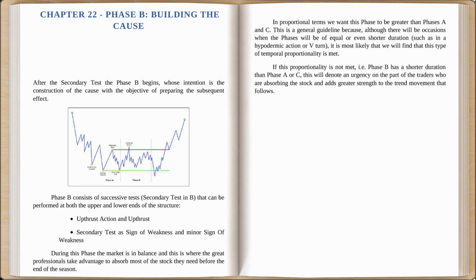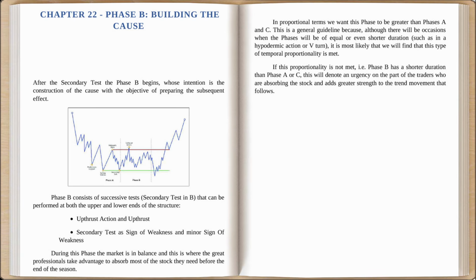During this phase, the market is in balance, and this is where the great professionals take advantage to absorb most of the stock they need before the end of the season. In proportional terms, we want this phase to be greater than phases A and C. This is a general guideline because, although there will be occasions when the phases will be of equal or even shorter duration, such as in a hypodermic action or V-turn, it is most likely that we will find that this type of temporal proportionality is met.